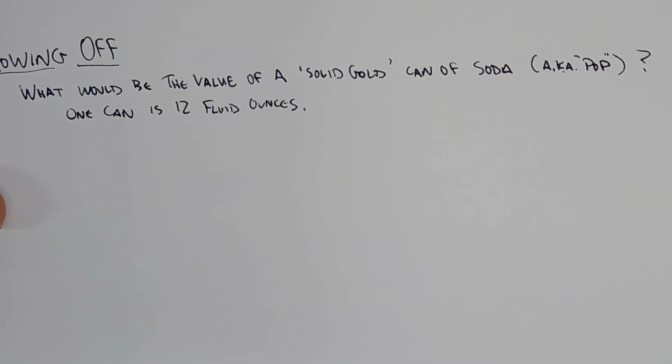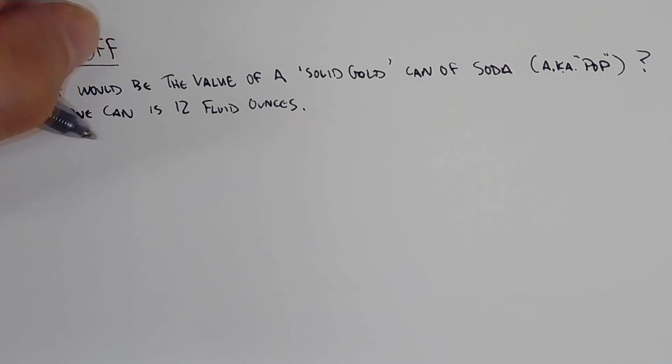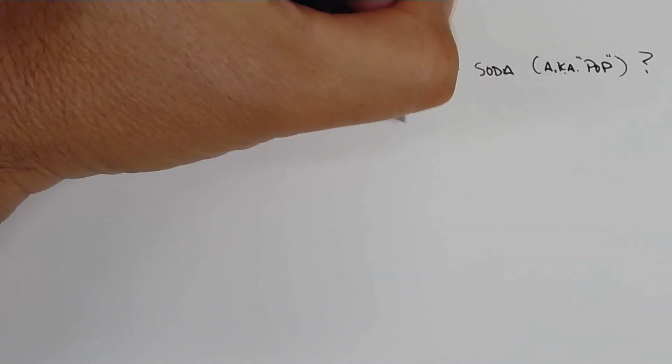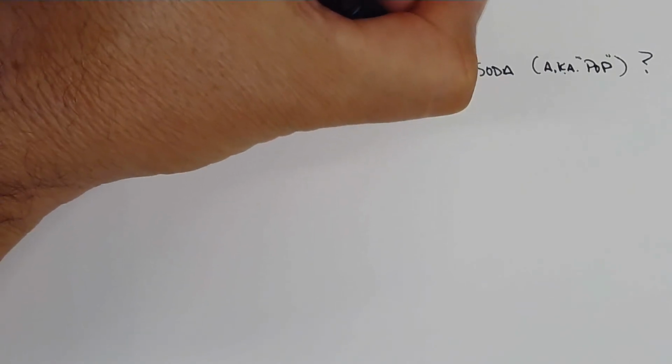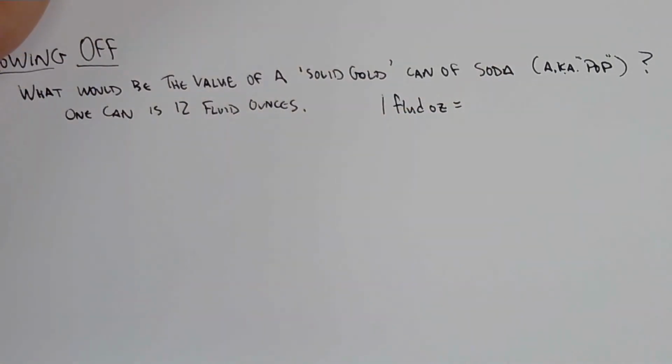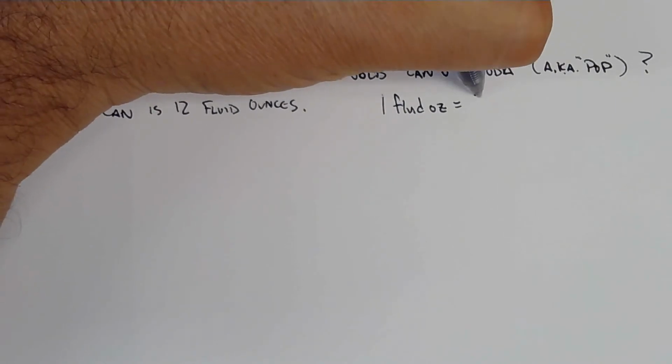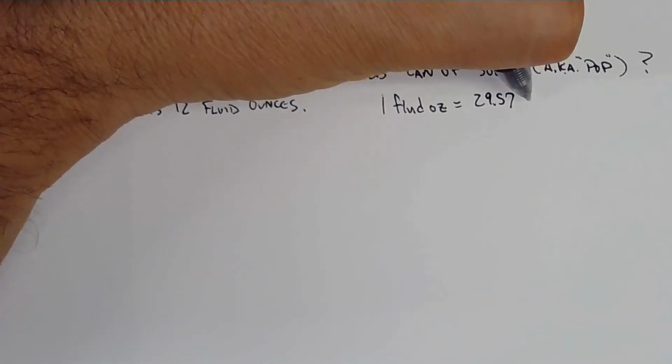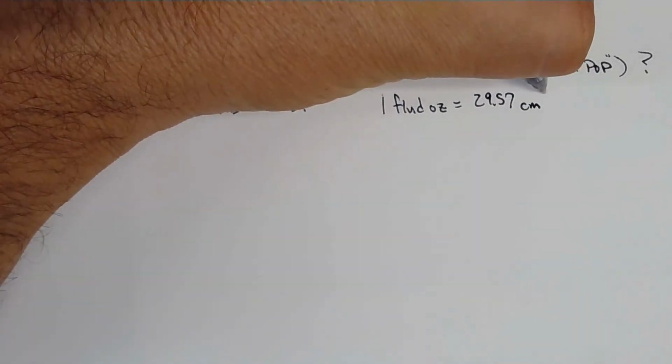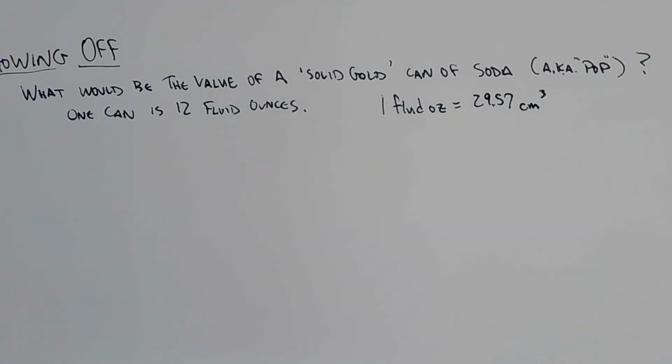So if you sat around and thought about it a little bit, we probably would need to know what a fluid ounce is, and 1 fluid ounce is 29.57 cubic centimeters. The classic US system here, or well, imperial. The Brits are to blame for this too.